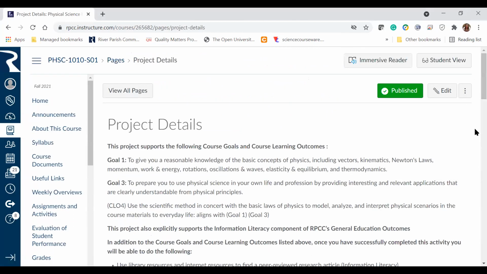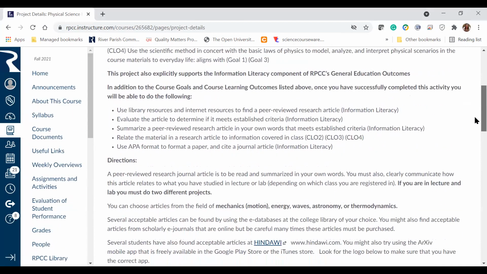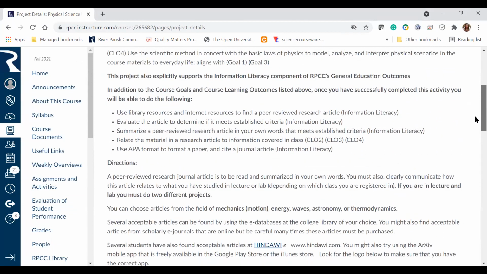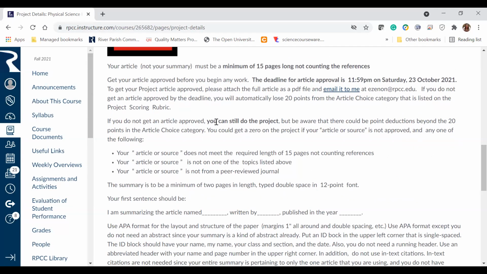Okay. So today I want to give you the basics of the summary that you have to write, because you had until this past Saturday to find a research article, send it to me and get it approved. And it tells you in the directions here, if you did not get an article approved, you can still do the project, but at this point, you will be working with an article that does not have my approval. So you would lose 20 points from your score.